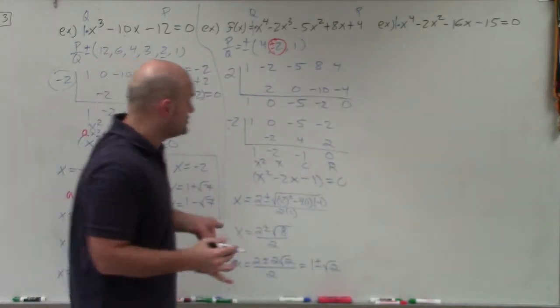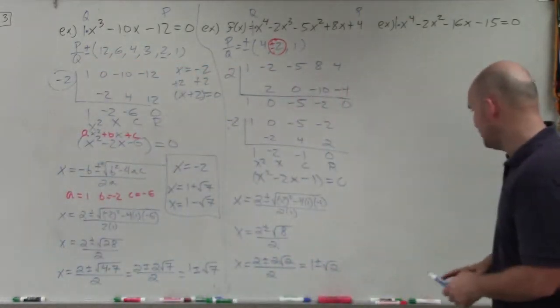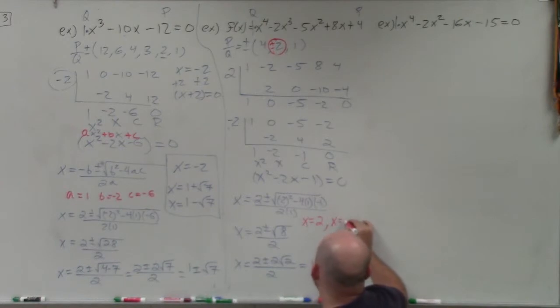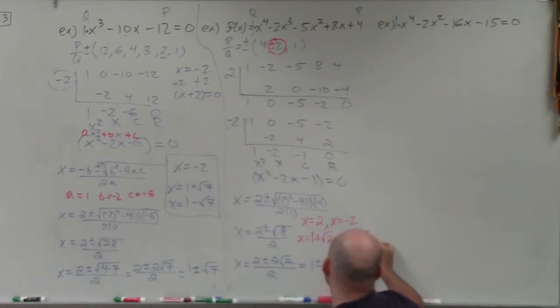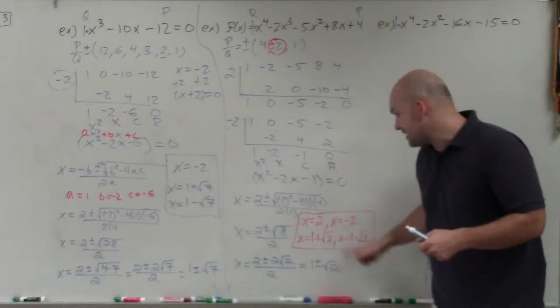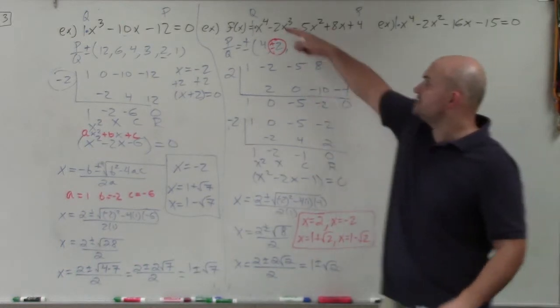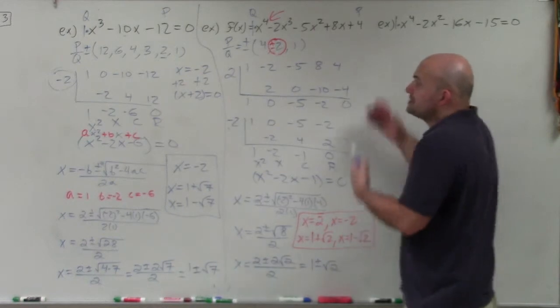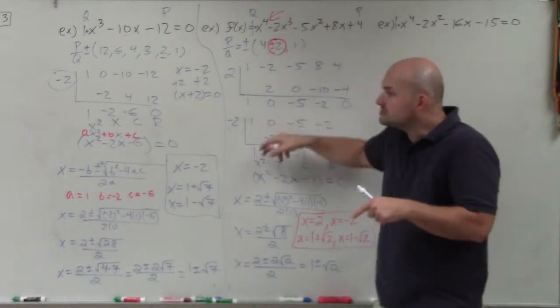So now my solution set, which is getting kind of crazy here, I'm going to fit it in. So now we know x equals 2, x equals negative 2, x equals 1 plus the square root of 2, and x equals 1 minus the square root of 2. So notice how many zeros we have: 1, 2, 3, 4. What is the degree of our polynomial? 4. However, only 2 of those zeros were rational. But it's important to know what your rational roots are so you can use synthetic division.